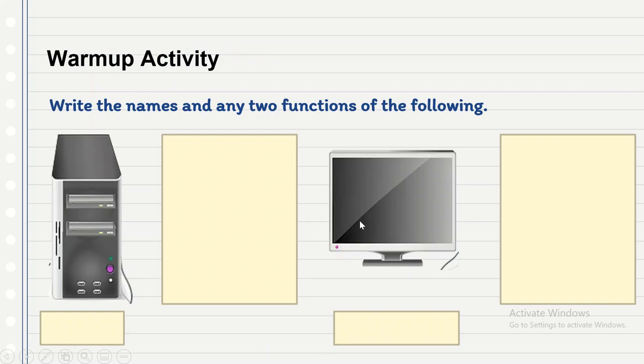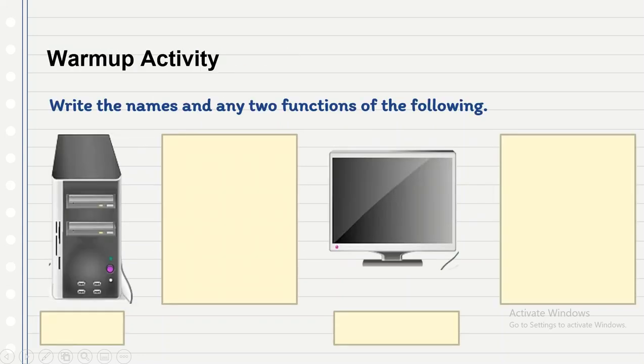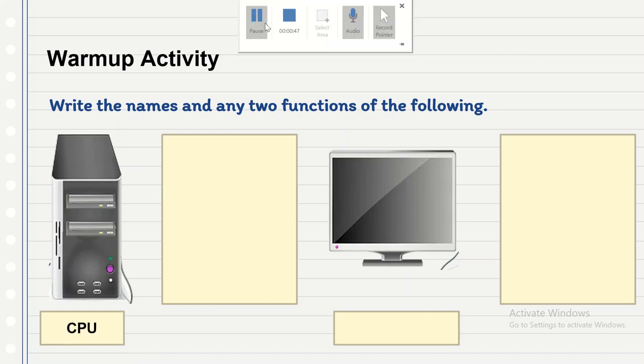So let's start with the warm-up activity. Write the names and any two functions of the following diagrams. Now, what is this part of computer called? The answer will be here. Now, this part of the computer is called CPU, Central Processing Unit.